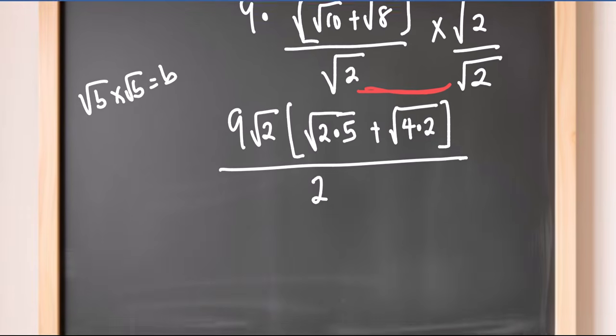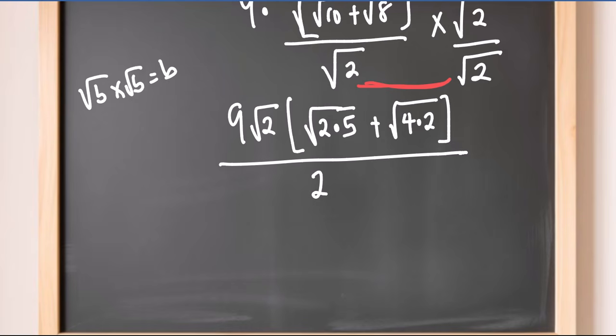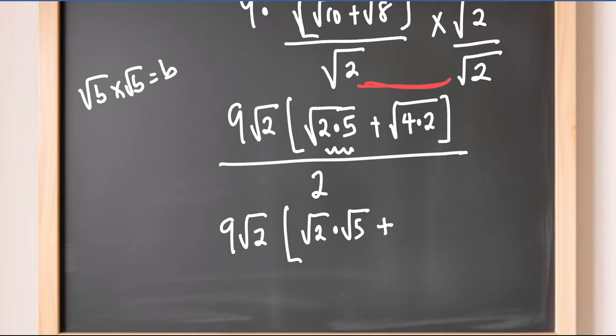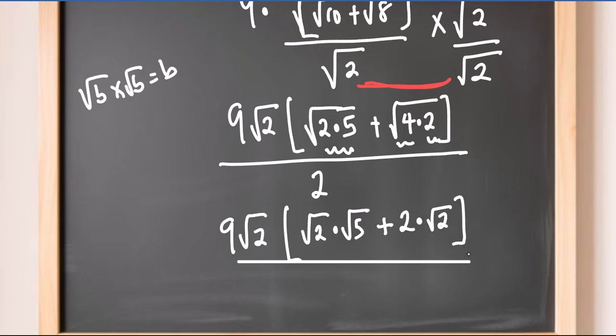There's a need to go back to these basic rules. You can check some of my previous videos. You see this. Here I have 9 root 2, in parentheses, splitting this as the square root of 2 multiplied by the square root of 5, plus 4 and 2. The square root of 4 is the same thing as 2, multiplied by the square root of 2. All these divided by 2.